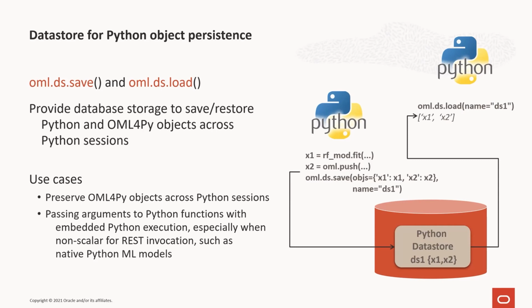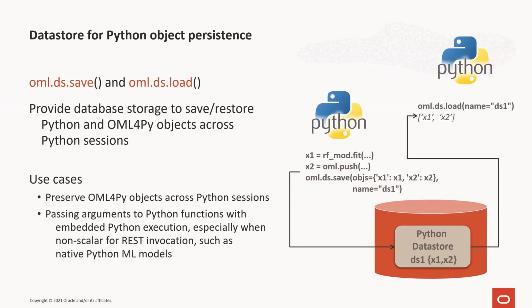There are two main use cases for data stores. The first use case preserves Python objects across client sessions. For example, for temporary tables created using the OML push function, and in-database models created using the OML for Pi API. The data store is used to preserve such proxy objects across Python and database sessions. Otherwise, these objects are dynamically dropped when the database connection is terminated.